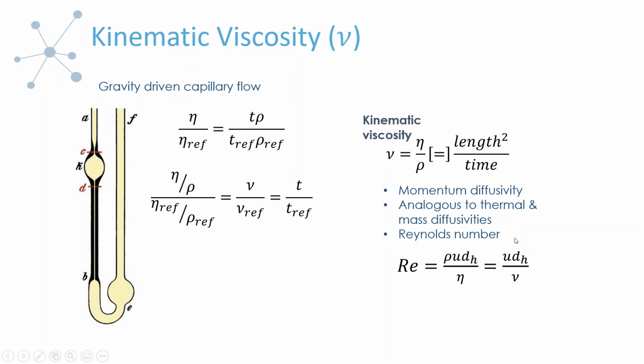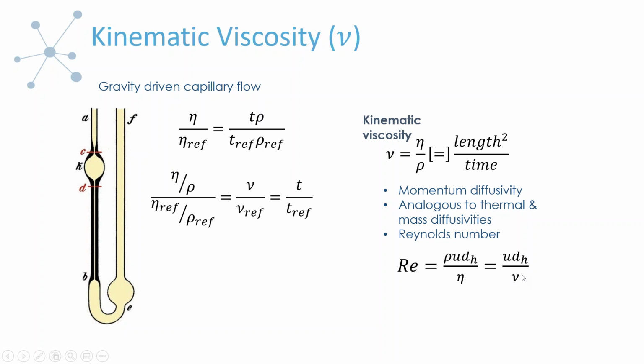So d sub h is just the hydraulic diameter. That's going to depend on the geometry of your flow configuration. If it's a circular cross-section, then this will just translate to the diameter of that circular cross-section. But the idea is that it's a characteristic velocity associated with the flow field and a characteristic length scale associated with the geometry, divided by this momentum diffusivity.